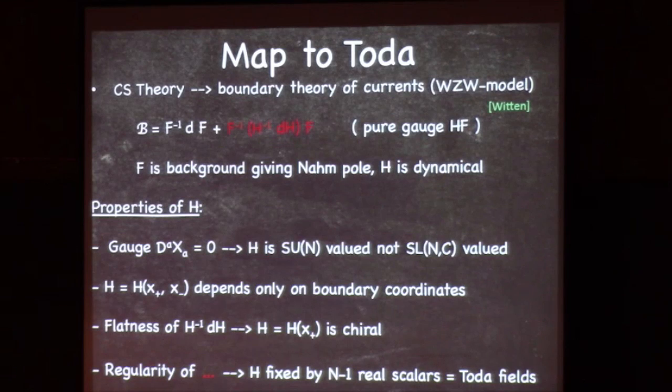Finally, we actually have to impose the boundary condition that I advocated, namely that this quantity here in red is less singular than F inverse dF, which gave us the non-pole. So if you work that out, it's a constraint on the components, actually, of the matrix H. And what you find is that H is fixed by n minus 1 real scalars. And these are the Toda fields that we've been looking for.